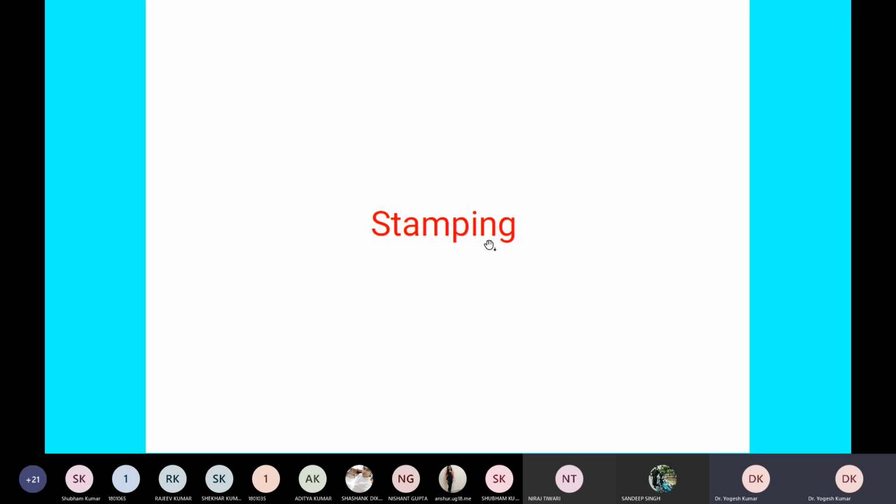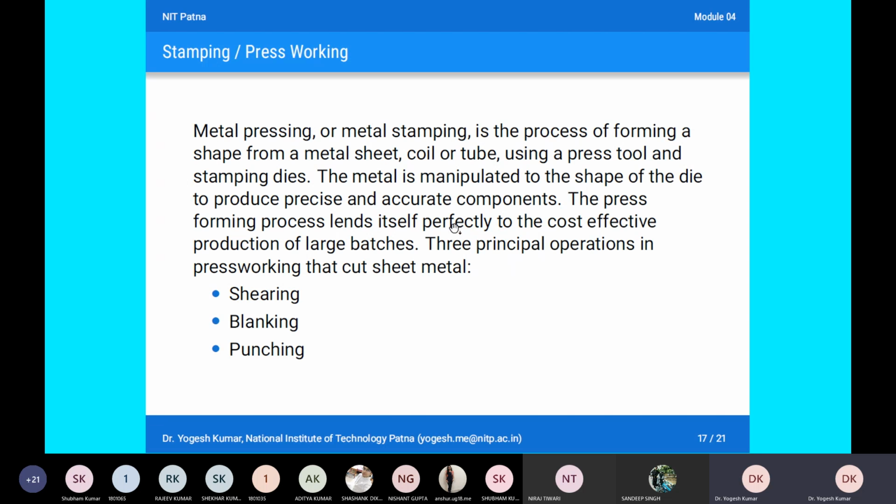We have around 15 minutes now, so we will try to complete quickly. Okay, so under stamping or press working, I think you might have studied these processes: blanking and punching, shearing also you might have studied during your manufacturing course. So I will cover briefly only as a revision.